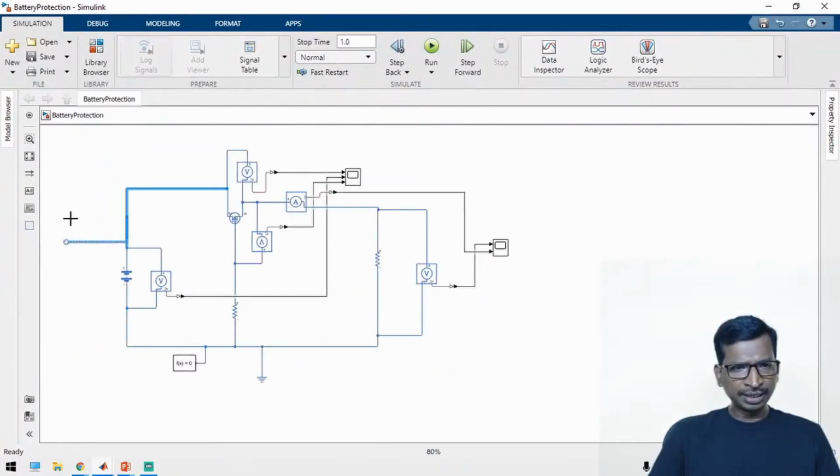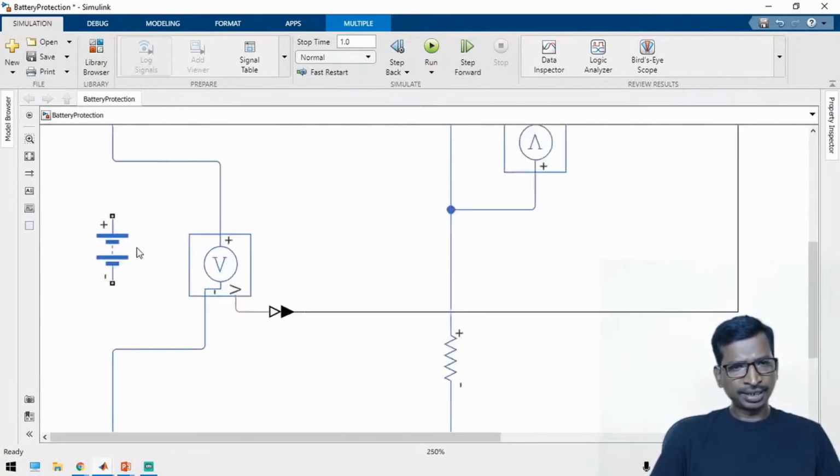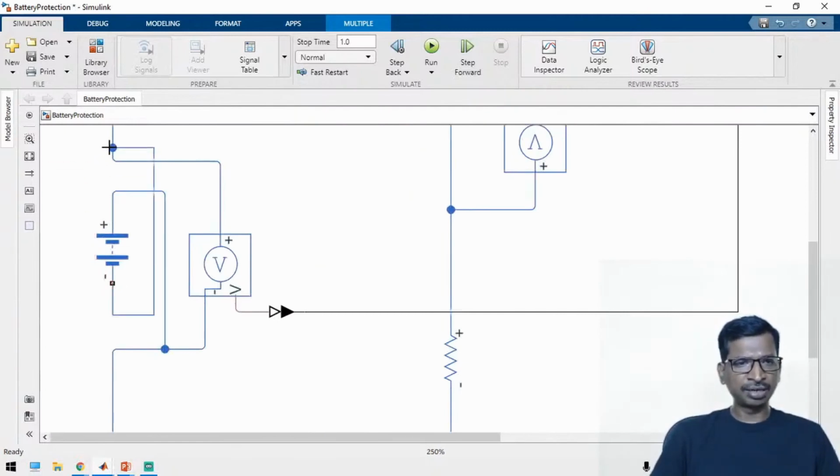So now I am going to connect a positive with the negative. So just remove this one. I am connecting positive here and negative here. So this is called reverse polarity error. I am going to connect it.